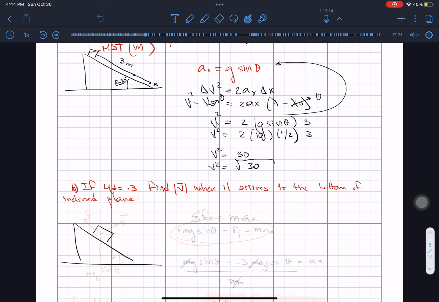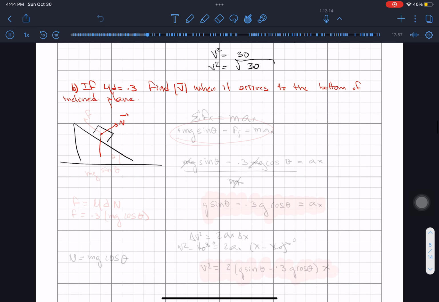to find the velocity when it arrives at the bottom of the inclined plane. There are certain forces acting on the block. We have the normal force, we have the gravitational force, and we have the friction acting over the block.